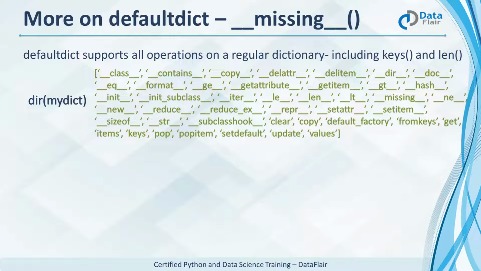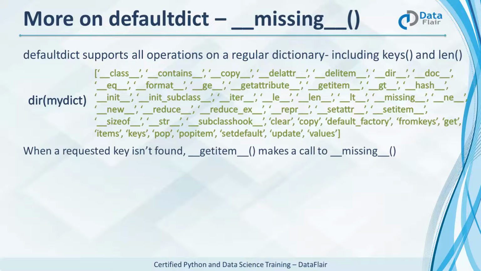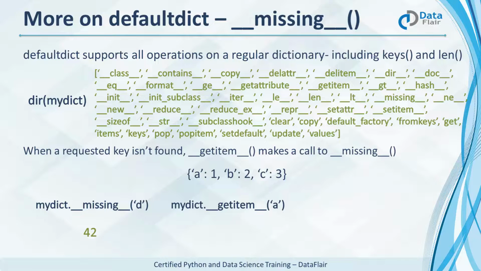One of these is the __missing__ method. This is called by __getitem__ when the requested key cannot be located in the dictionary. This is the dictionary. If we access the missing value for the key D, we get the default value 42. __getitem__ gives 1 for A, and for E again, it gives us 42. A call to __missing__ is involved here.